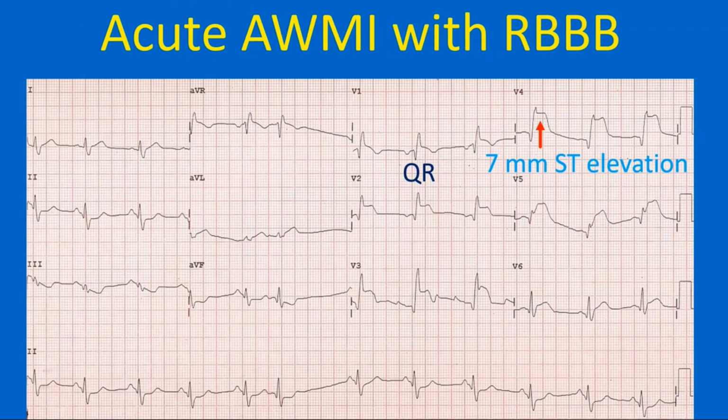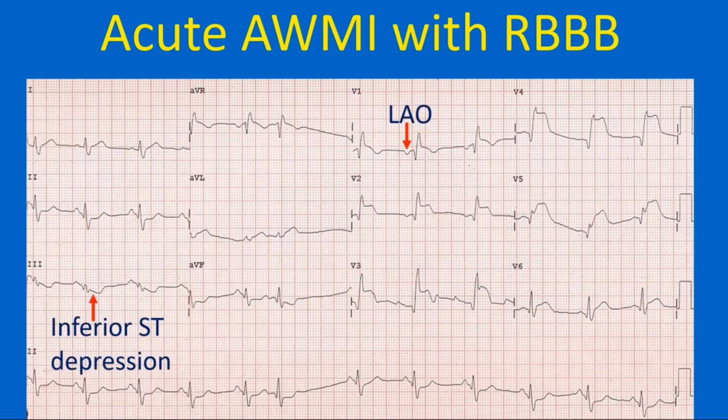ECG showing acute anterior wall myocardial infarction with right bundle branch block. Gross ST segment elevation is seen in anterior leads with maximum 0.7 mV elevation in V4. QR pattern in V1 suggests anterior wall myocardial infarction with right bundle branch block. Negative P waves in V1 indicate left atrial overload as a result of extensive myocardial infarction and left ventricular dysfunction.